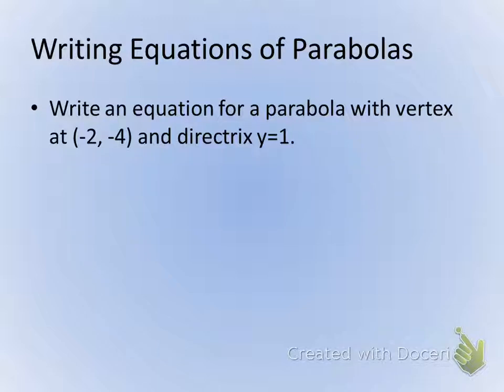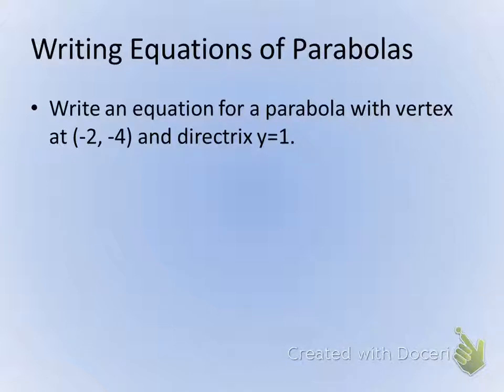Okay. Now, they can also shift what they give you here. So now it's a little bit different. We're going to write an equation for a parabola with a vertex of negative 2, negative 4, and a directrix y equals 1.